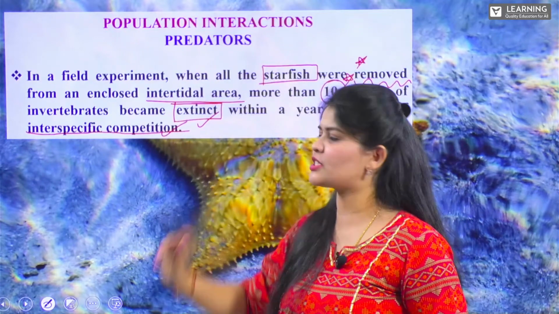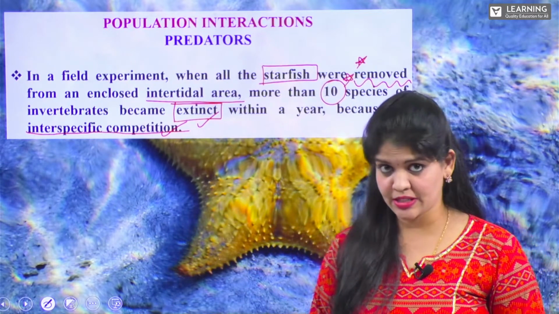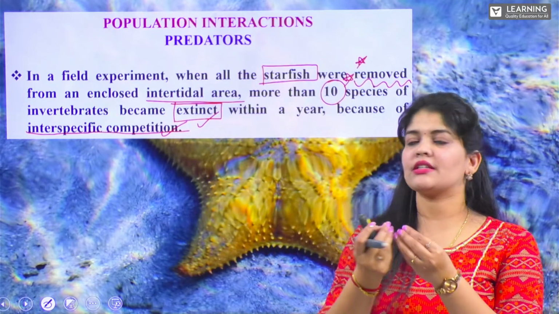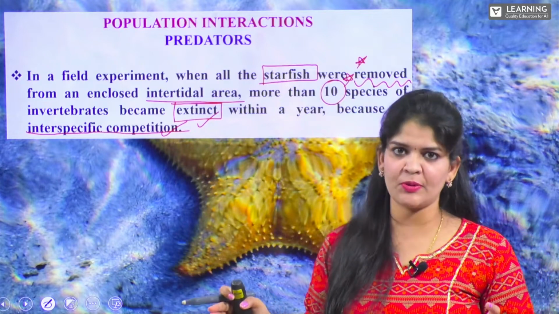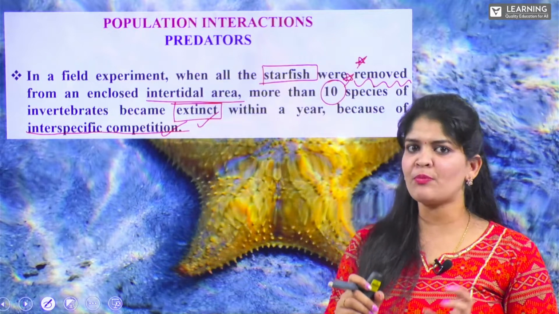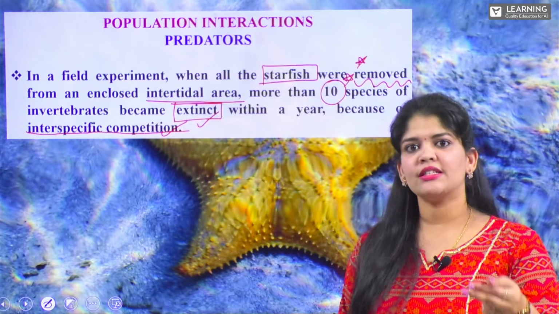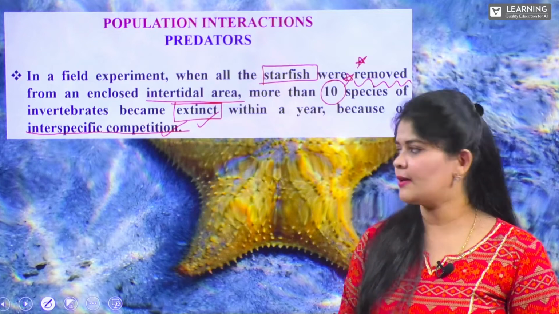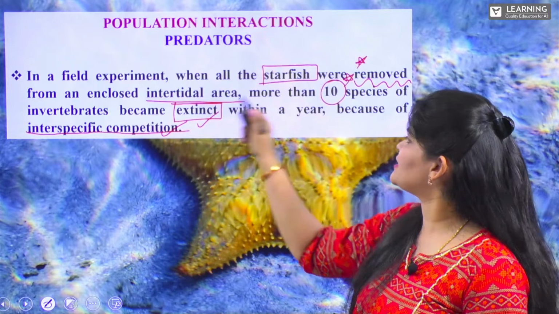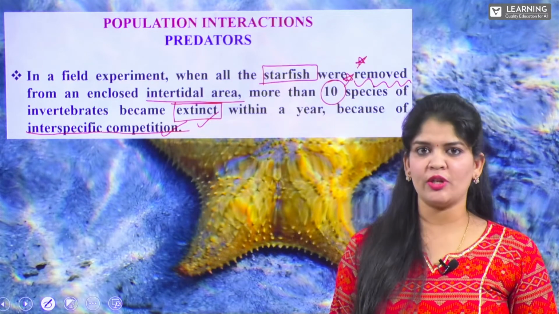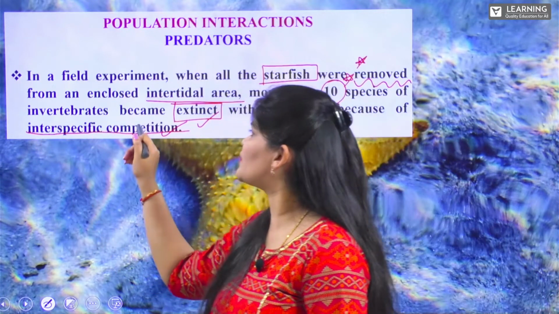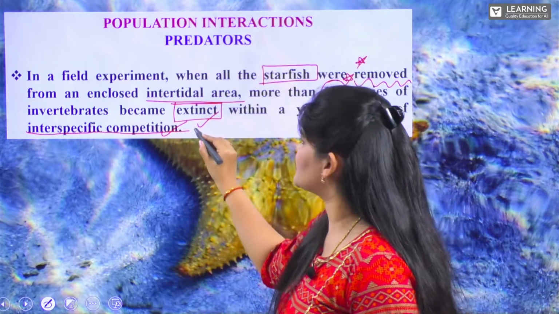Because of interspecific competition. If the predator is present, it keeps the population of the invertebrates under control. As the predator, that means the starfish, is removed experimentally, there is no predator available to keep the prey population in control. So the prey populations, which are competing among themselves, are reduced in number, and it leads to extinction. About 10 species of the invertebrates became extinct due to interspecific competition among themselves. This is very, very important.